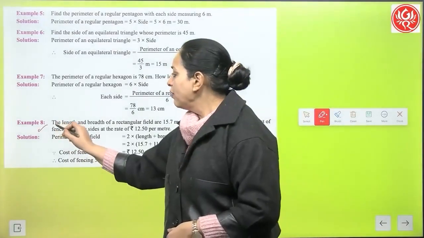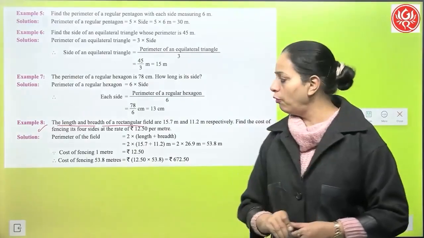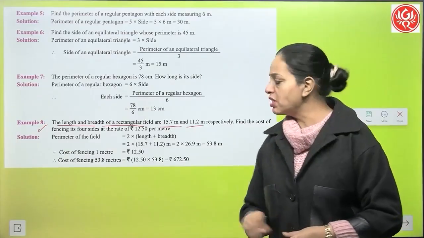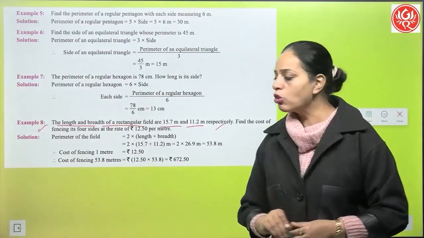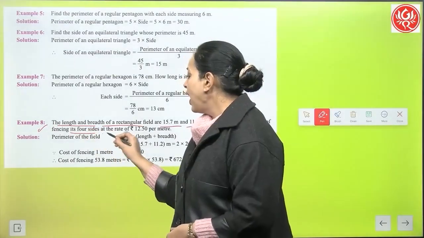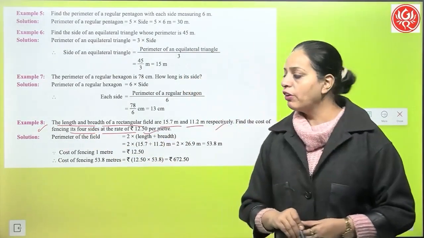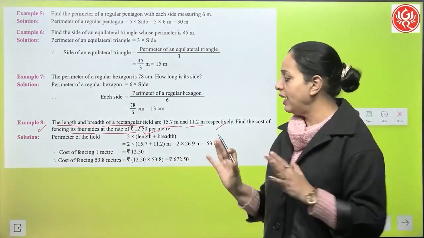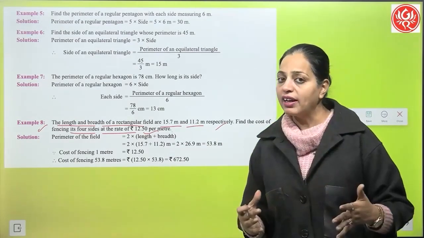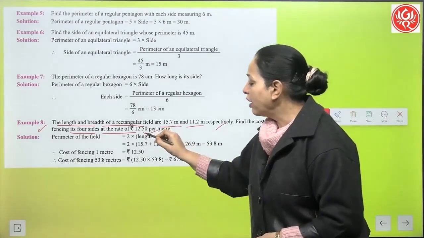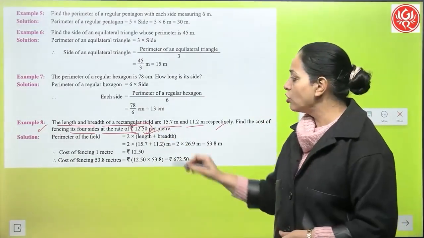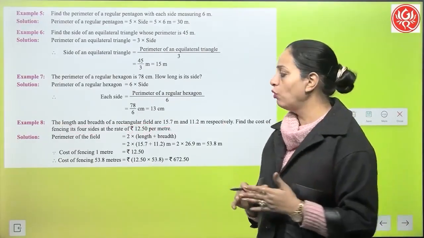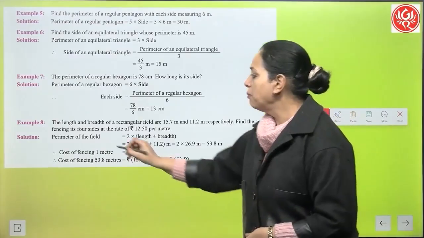Now example 8. The length and breadth of a rectangular field are 15.7 meter and 11.2 meter respectively. Find the cost of fencing its 4 sides at the rate of rupees 12.50 per meter. अब हमारे पास लेंथ और ब्रेथ है एक रेक्टेंगुलर फील्ड की और हमें क्या करना है? फेंसिंग करना है. And the rate is given rupees 12.50 per meter. We have to find the total cost. It means first of all we have to find the perimeter of the field, means boundary.